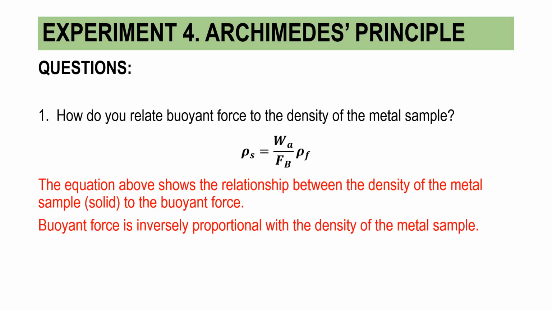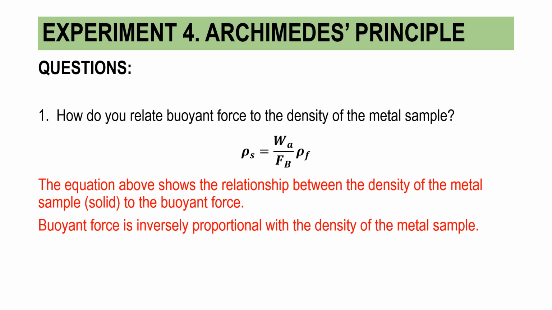First question, how do you relate buoyant force to the density of the metal sample? This can be answered using this equation, which we use in solving for the density of the solid or the metal sample. The density of the solid is equal to the weight in air over the buoyant force, multiplied by the density of the fluid.